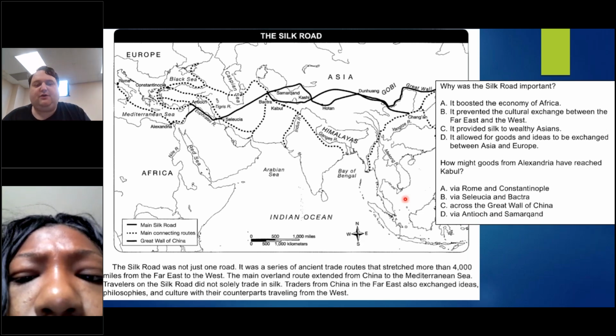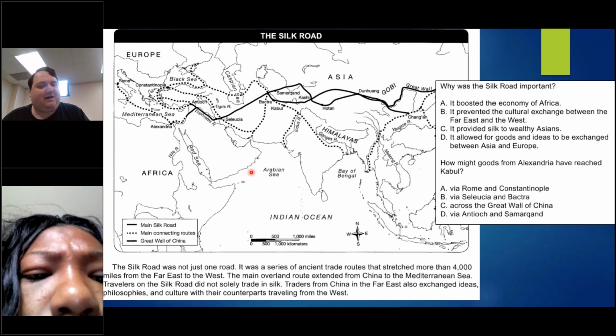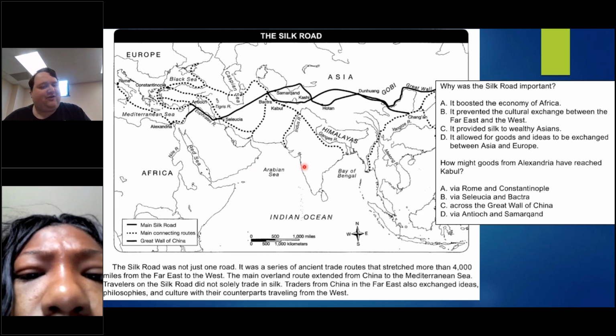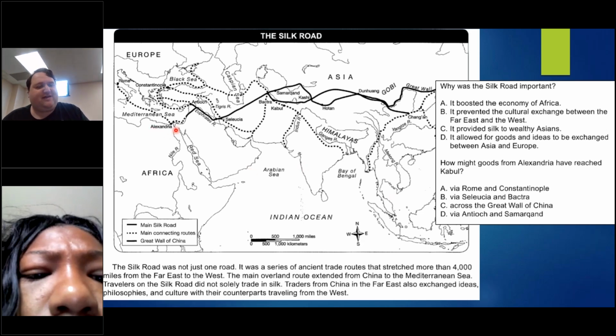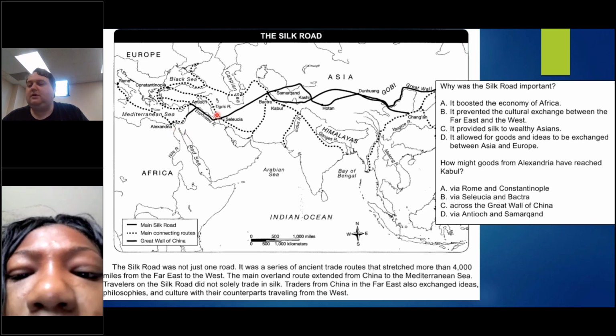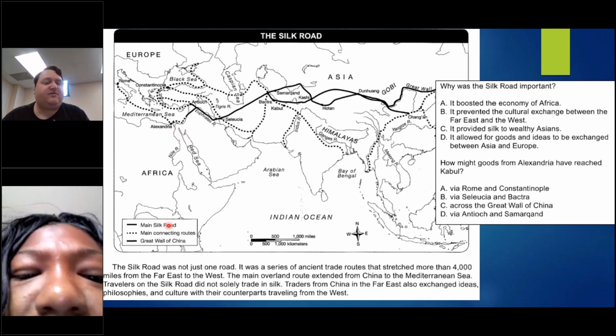And I will tell you that the way that I solve a problem like this is I look at the map and I just trace for myself where it is going to go, and try to match up the name.